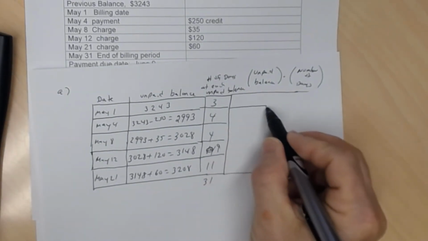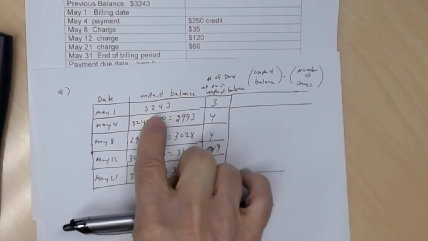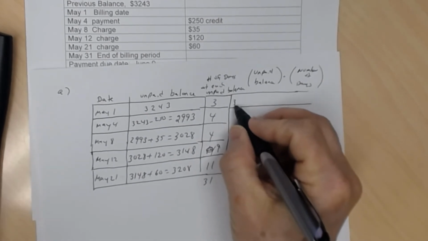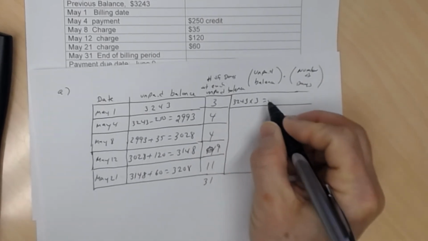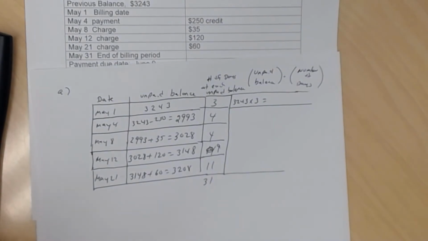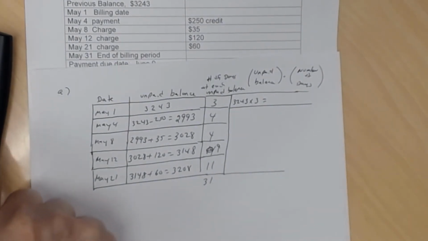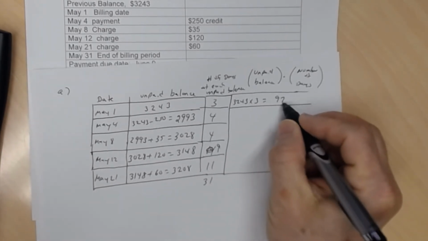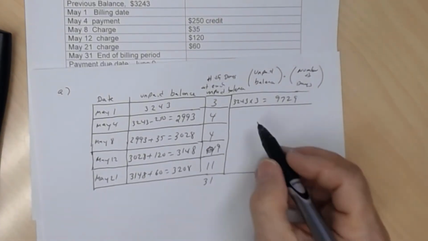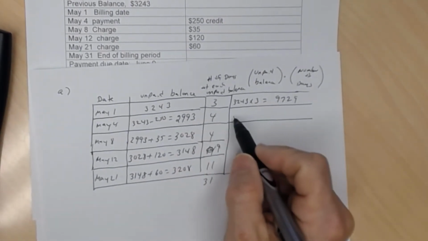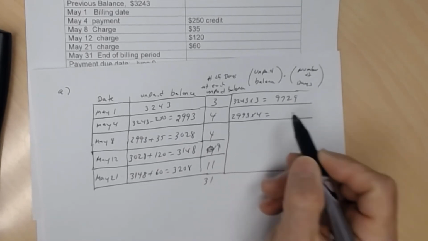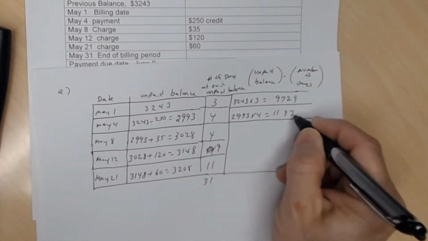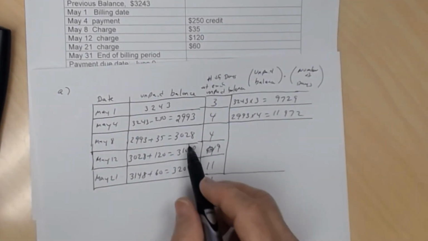All right, so basically you're going to say this. This unpaid balance was $3,243, and this is the number of days. So you take this, multiply by that. So that's 3,243 times 3 equals $9,729. Okay? All right, now do the next one. 2,993 times 4 equals 11,972. Okay?